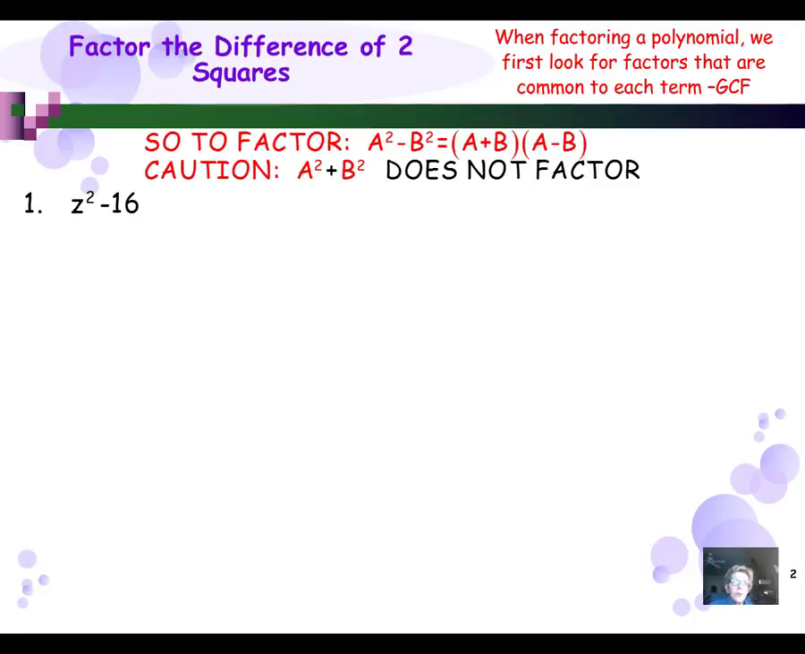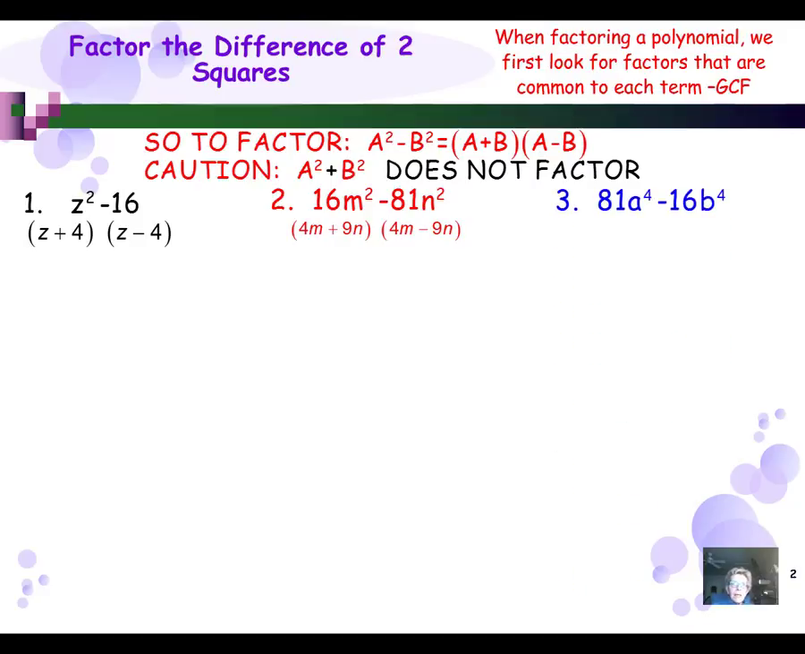Factor the difference of two squares. Number 1, z squared minus 16, both squares separated by a negative. That factors into z plus 4, z minus 4. Another example would be 16m squared minus 81n squared, and that factors into 4m plus 9n, 4m minus 9n. Take notice you are just using the square roots of the original binomial.